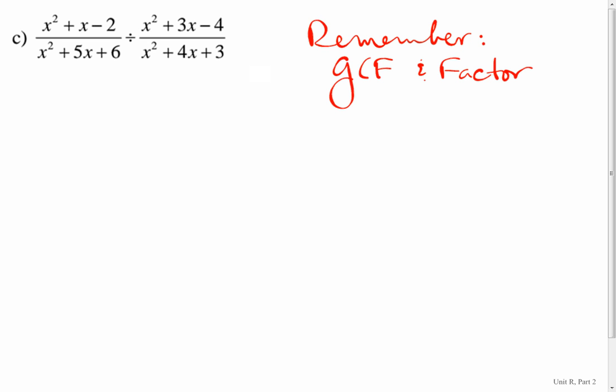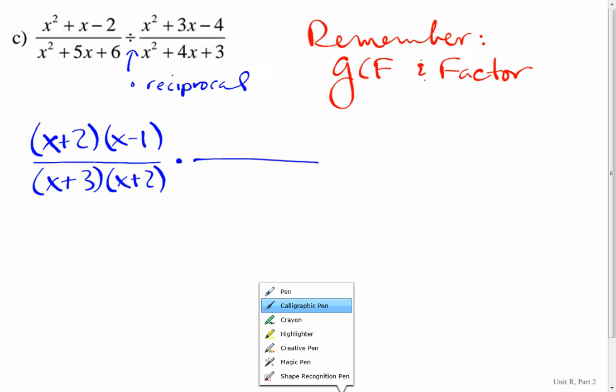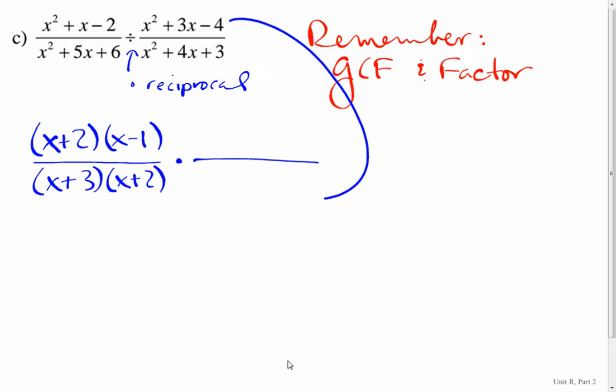The other thing to remember here is that we're going to multiply by the reciprocal. So what's going to happen is I'm going to factor out the first one, and then the second. Here, let's factor out the first one. So I get x plus 2, x minus 1, over x plus 3, x plus 2, times. Now I'm going to flip this. The numerator is going to go down into the denominator first. So this is going to end up down here, and this is going to end up here.